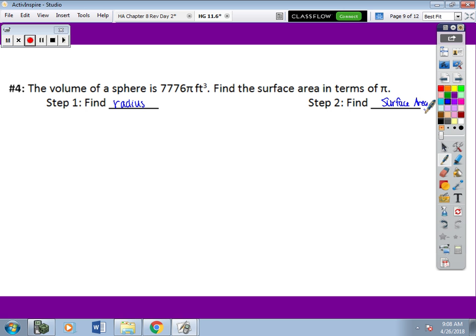Sometimes they'll give you the surface area and ask you to find the volume. Same thing, you're going to work backwards to find r and then plug r into the other formula. So you'll start with the volume formula because that's what you know. So volume is 4/3 pi r cubed. And we're going to plug in the volume that we're given, which luckily it has a pi on it, so we know those will just cancel out.